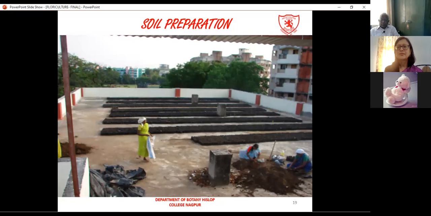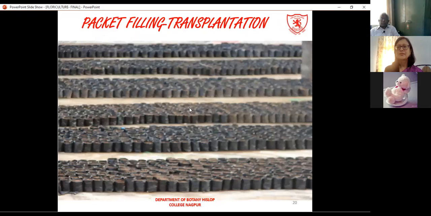Later, this soil is kept ready in the packets. As you can see, these are the packets and the pots. We keep these packets and pots ready for transplantation. We grow the plant and transfer it into these. That is known as transplantation.